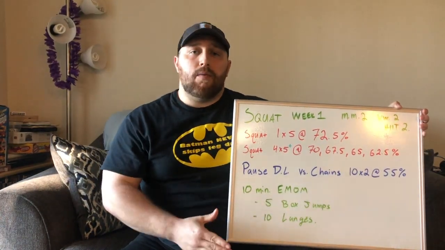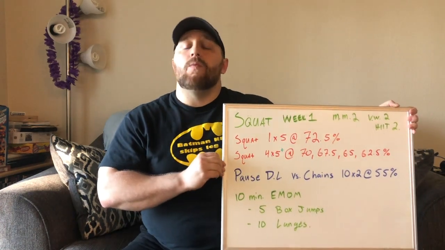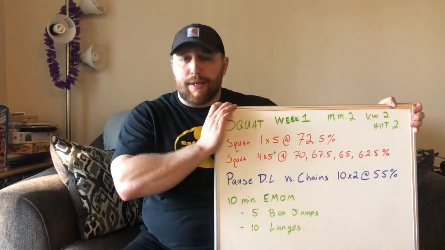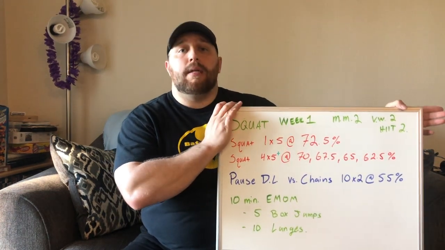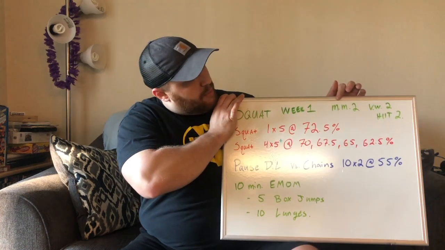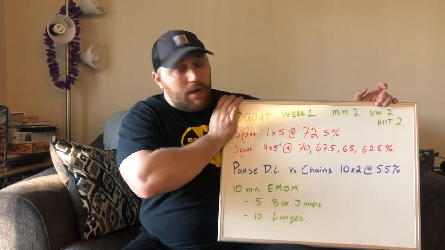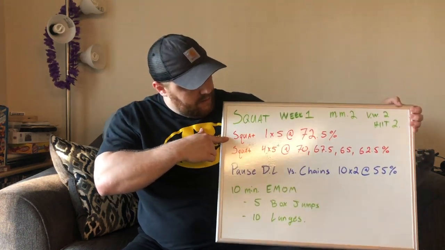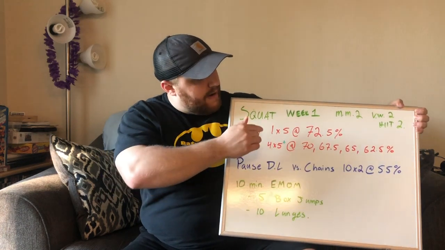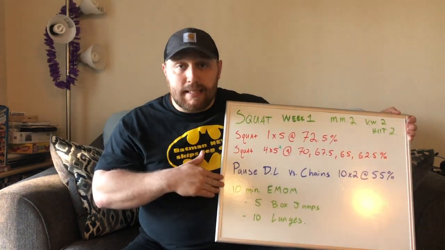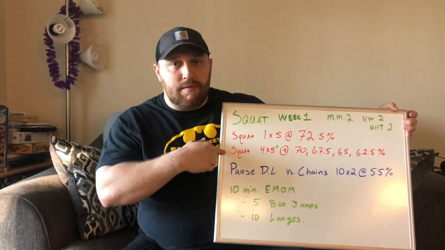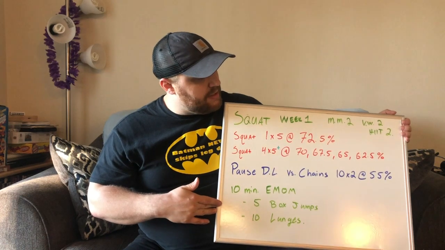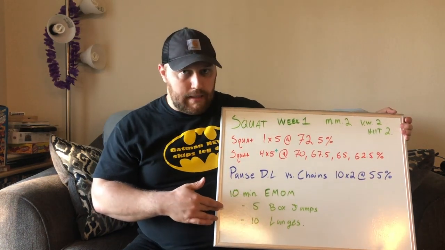Now for the squat workout. We are still in week 1. This would be day 2 of the program in a strength block, for our example today. So we're going to have squat, main movement 2, volume work or speed work 2, and HIIT 2. So top set of squats, 1 set of 5 at 72.5% of your top weight, 4 back off sets of 5+ reps, 70%, 67.5, 65, and 62.5% respectively.